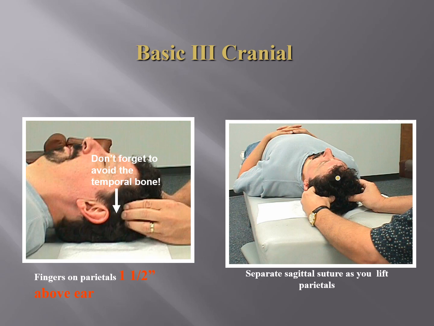In this left-handed picture, you can see how far my fingertips are above the ear. You need to give some space because you don't want to be on the temporal bone, which is the bone that the ear is attached to. You want to be on the bone above it, and that's the parietal. And so you want to lift those parietals up when you separate the sagittal suture, because if you don't, you'll jam the parietal bone down inside the temporal bone, which is something you don't want to do. Okay? And that's Basic 3.